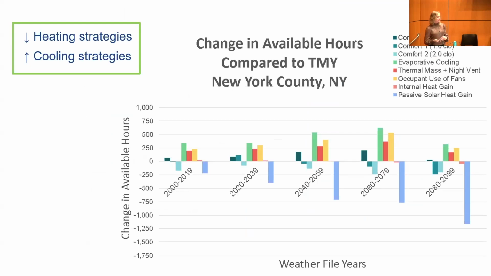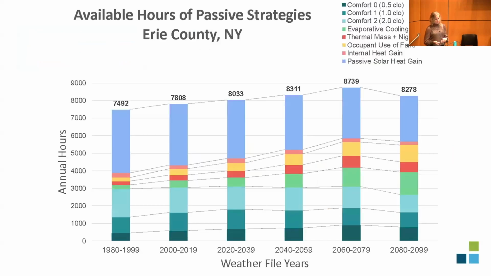In this case, I'm not worried if in the future people are going to wear more tank tops than sweaters, but I am worried if you design your foundation and your envelope optimized for passive solar heat gain, and you find out that a few decades in the future, your building should not have been optimized for that. This is the same example in Buffalo.